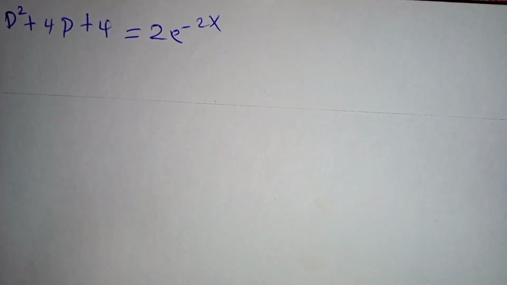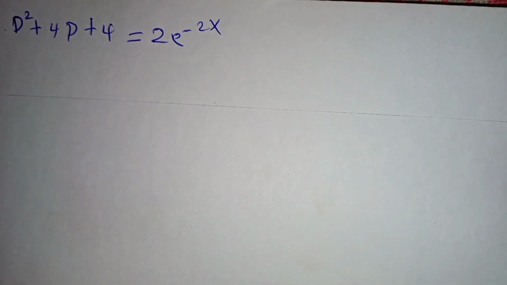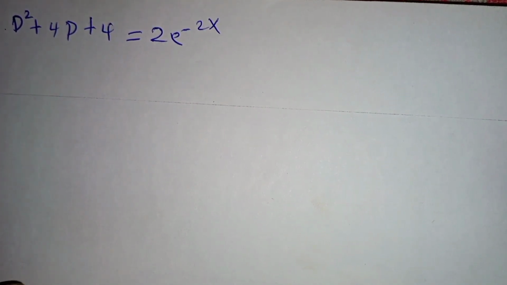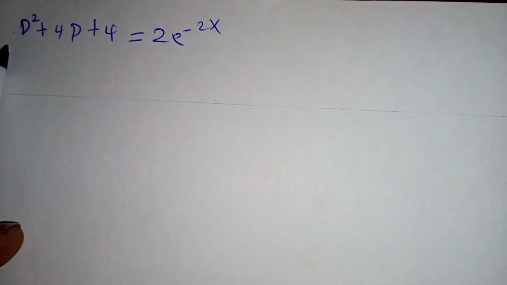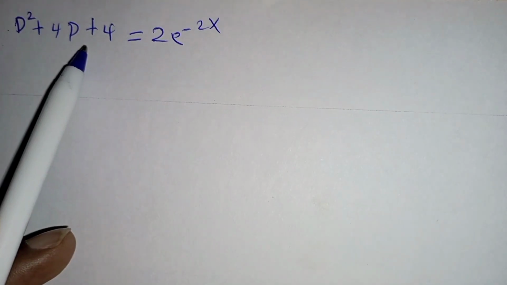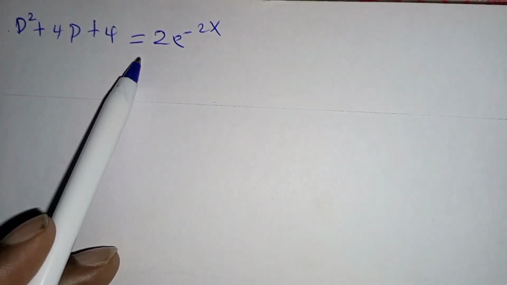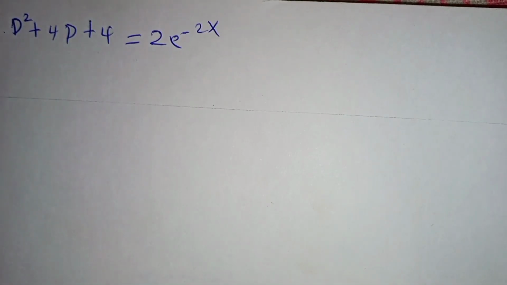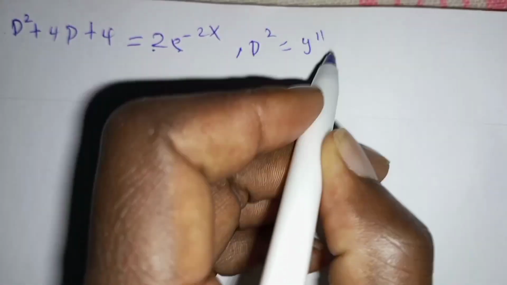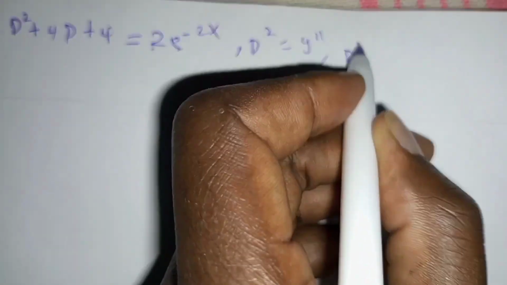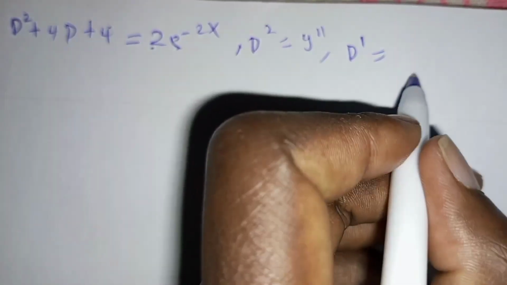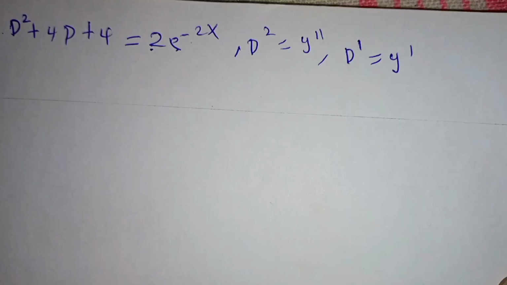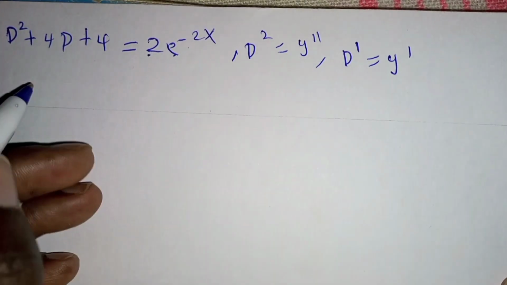We are looking at the non-homogeneous part and we are considering the method of undetermined coefficients. So you are going to solve D squared plus 4D plus 4 is equal to 2 exponential negative 2x. Note that D squared is the same as y double prime and D is the same as y single prime. So this has two parts. It has the complementary part.